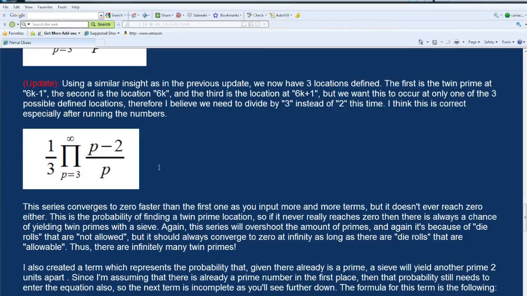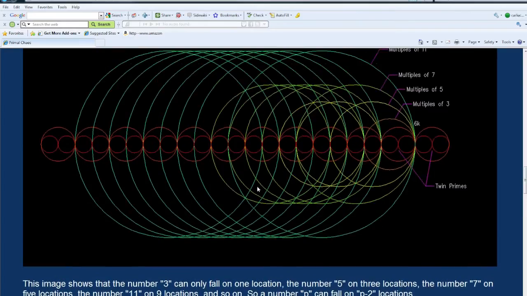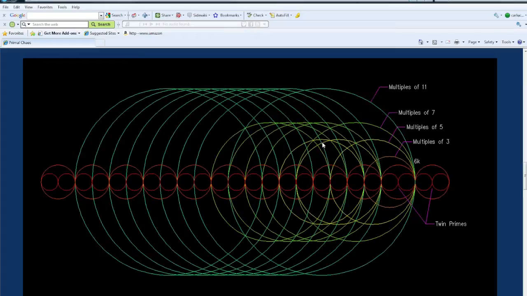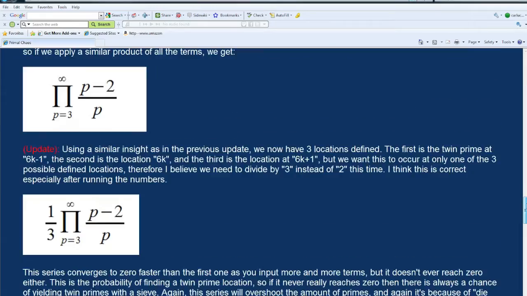So now we're back at the formula I created for counting the number of twin primes up to a certain number n. And let's look at this term here, p minus 2 over p. Why does it overshoot the number of twin primes? Well, the reason is that it's using all the combinations allowed in this image for your probability. Every single combination, every single possible location is being used in this formula.